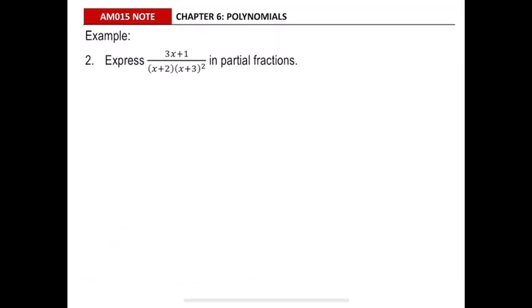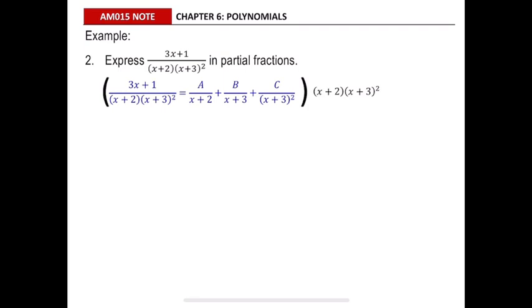This fraction has two factors in the denominator, which are (x + 2) and (x + 3) squared. (x + 2) is a non-repeating linear factor and (x + 3) squared is a repeating linear factor. So this fraction can be expressed as the sum of three partial fractions. To solve for A, B, and C, we multiply the whole equation with the denominator (x + 2) multiplied by (x + 3) squared. First, we multiply on the left side, which leaves 3x + 1 on the left side.